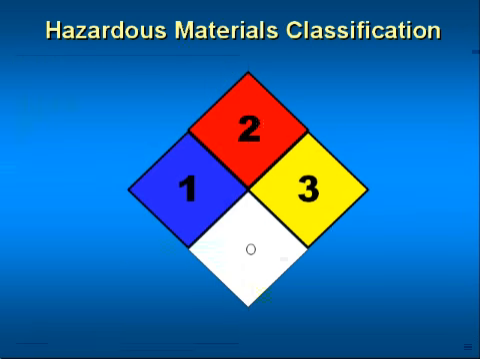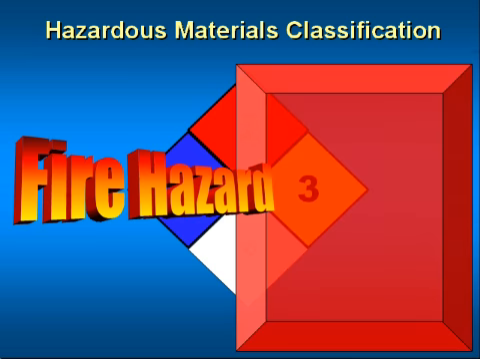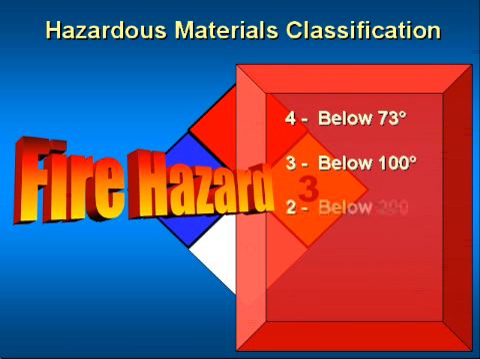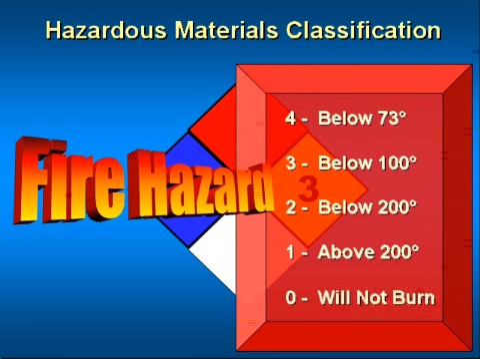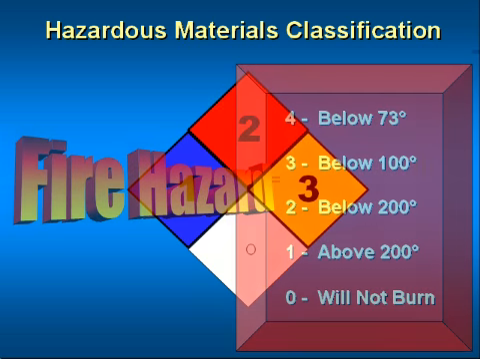The red section, commonly referred to as the fire hazard section, as we said, is red in color. It also uses the same numbering system. The difference here is that the numbers are predicated off of flash point. 0 being that it will not burn at all, 1 above 200, 2 less than 200, 3 below 100, and 4 obviously below 73. As the flash point drops, the hazard increases because it's much more likely to catch fire and burn.